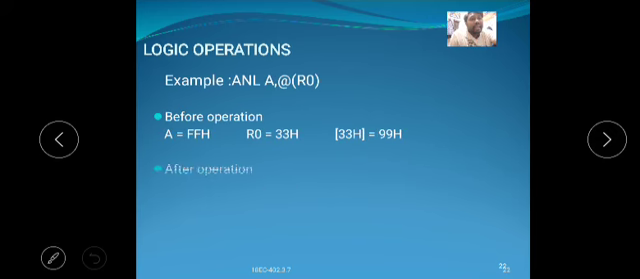Example: ANL A comma @R0. Before operation A is equal to FFH, R0 is equal to 33H. After operation A is equal to 99, R0 is equal to 33. The address of memory location 33H content is 99H.